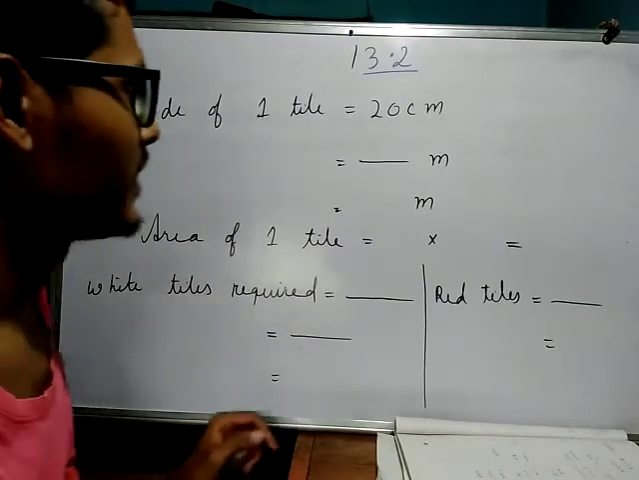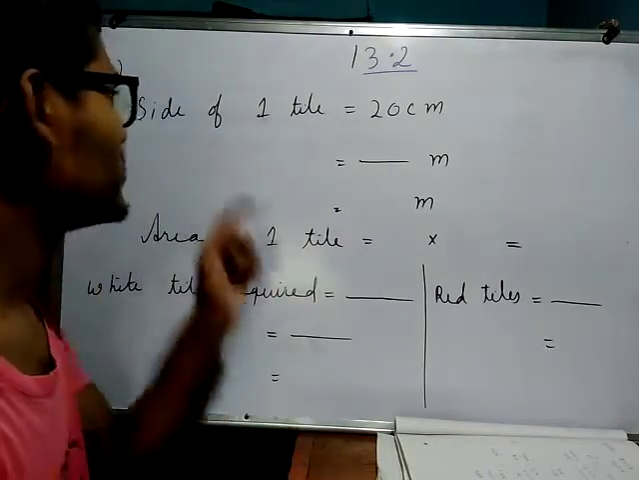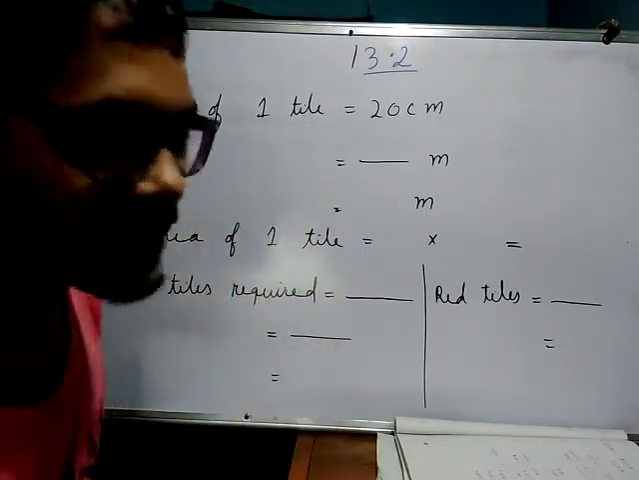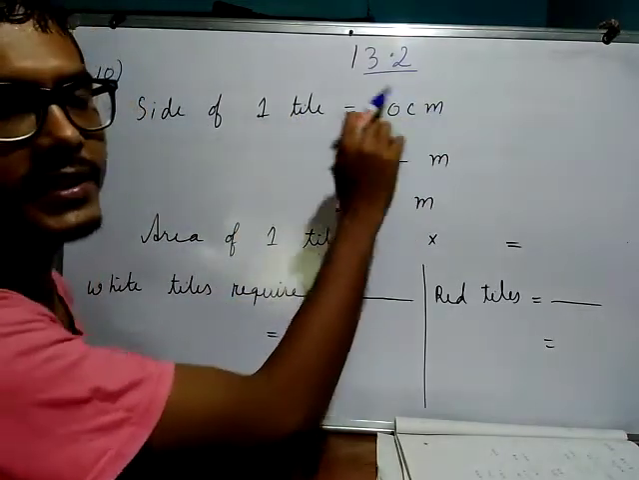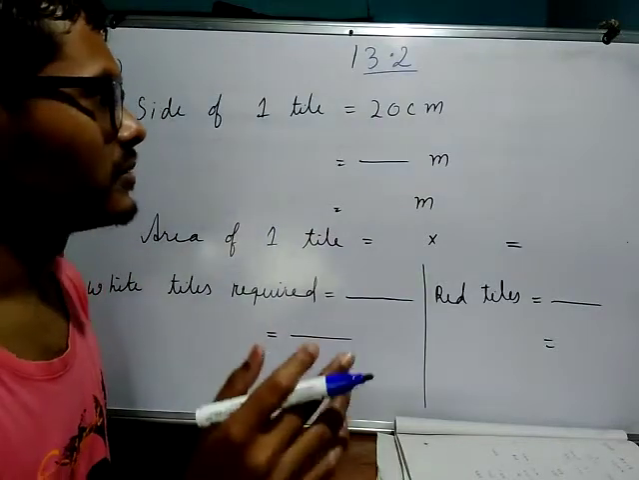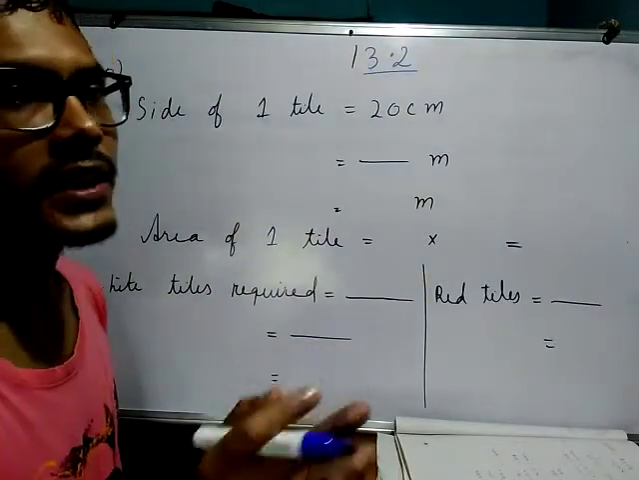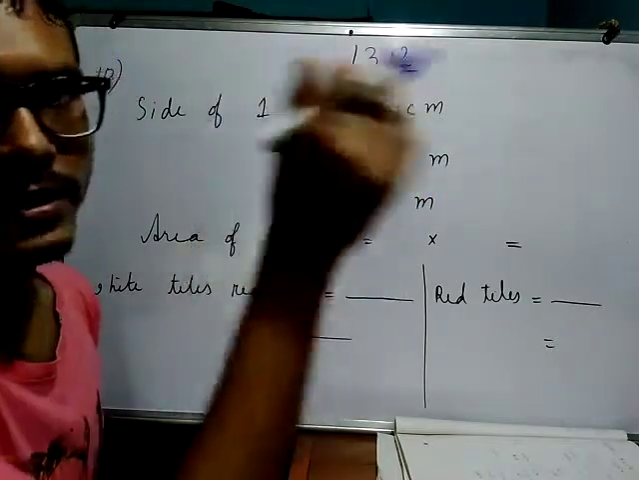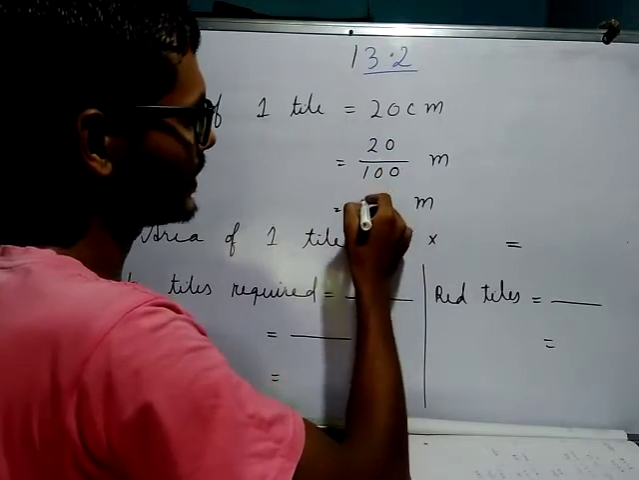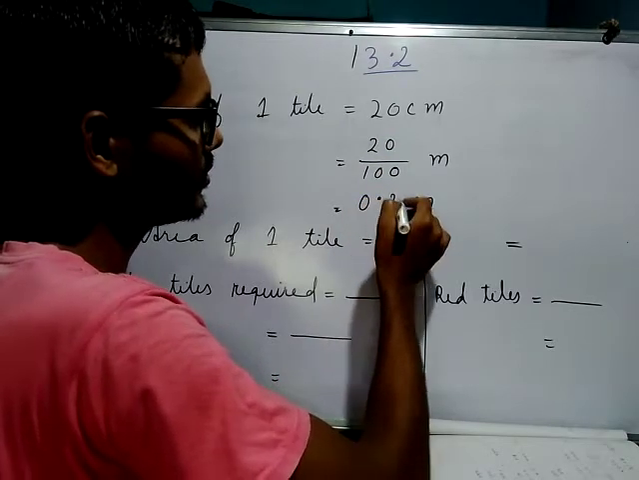So now video becoming longer. So after that, the side of one tile is given 20 centimeter. So here unit is given in centimeter, but in case of room, the unit is meter. So this centimeter we have to convert in meter. So 20 divided by 100. Then it will be 0.2 meter.